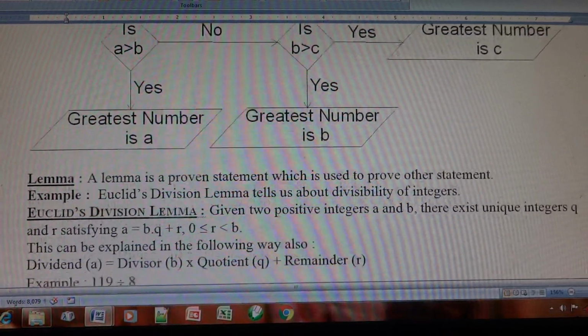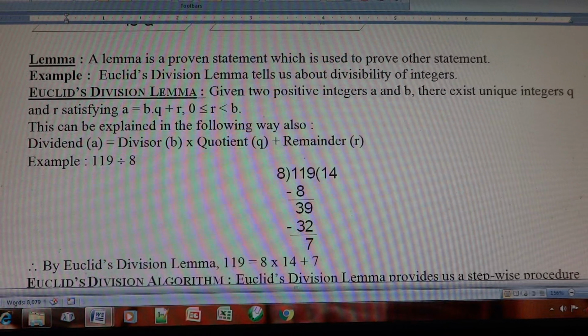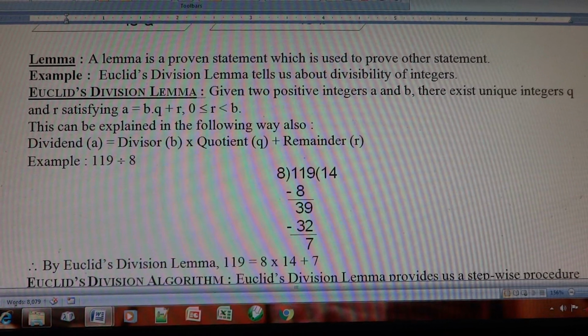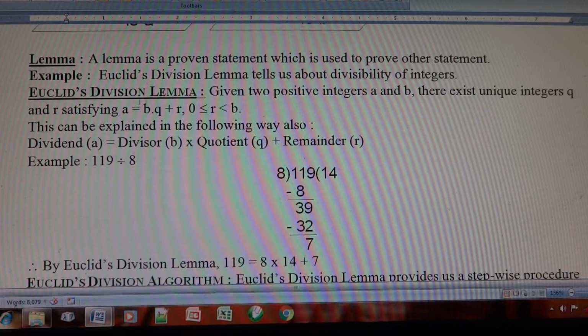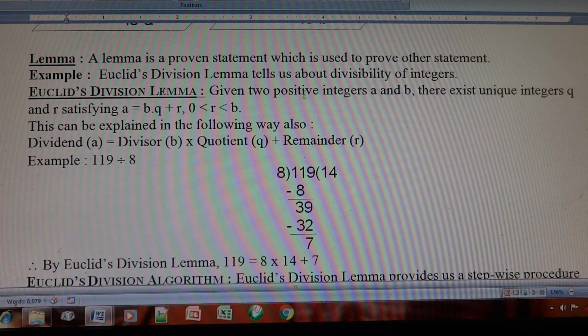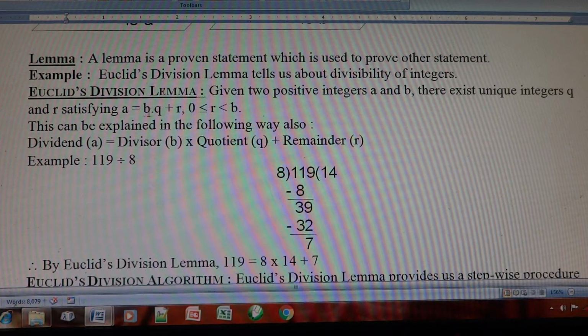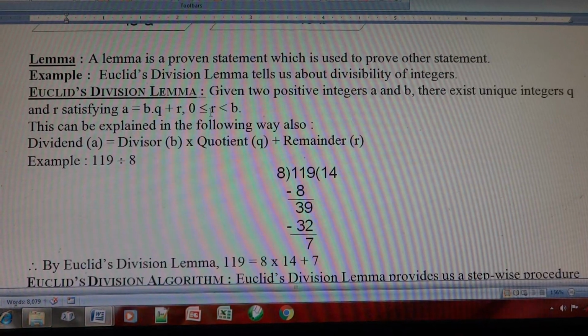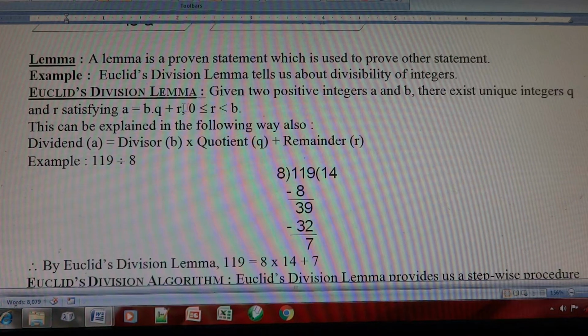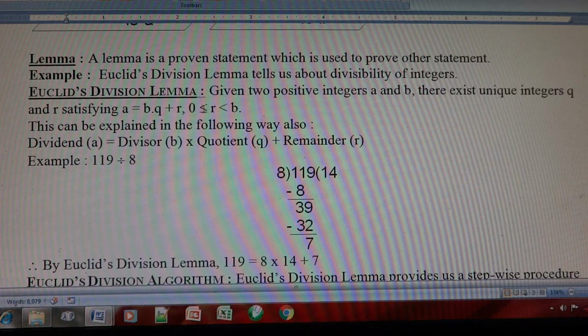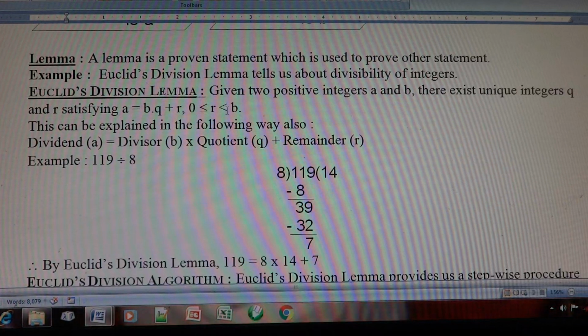Next term is lemma. A lemma is a proven statement which is used to prove other statements. Example is Euclid's division lemma. What is it all about? Given two positive integers a and b, there exist unique integers q and r satisfying a equal to b into q plus r, where r ranges from 0 to less than b. That is, r can be equal to or greater than 0 but less than b.